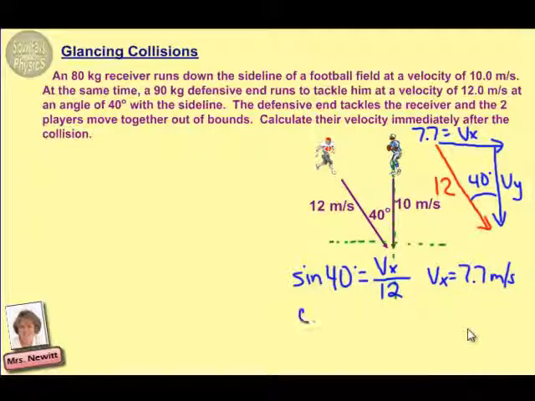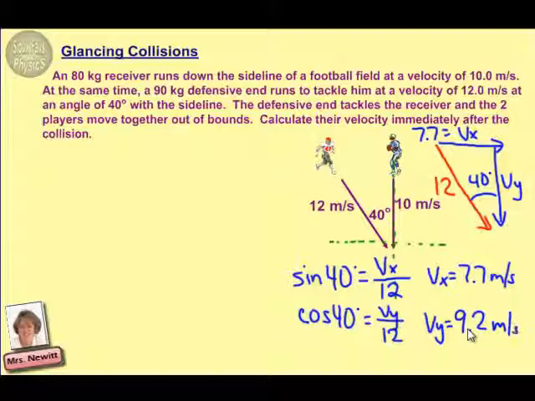We can repeat the calculation, this time using the cosine for the adjacent side. And that adjacent side to the 40-degree angle is the vertical component. So using our adjacent over hypotenuse, again hypotenuse is 12 for the resultant velocity, we get a vertical component of 9.2 meters per second. So now we have the two values for the components of the velocity, and now we're ready to actually calculate the conservation of momentum part.